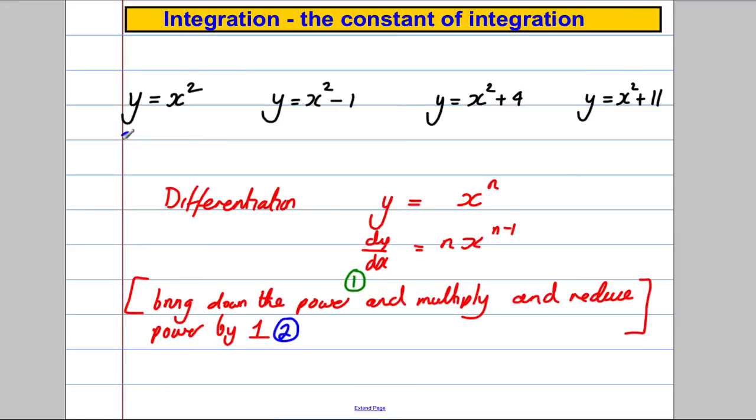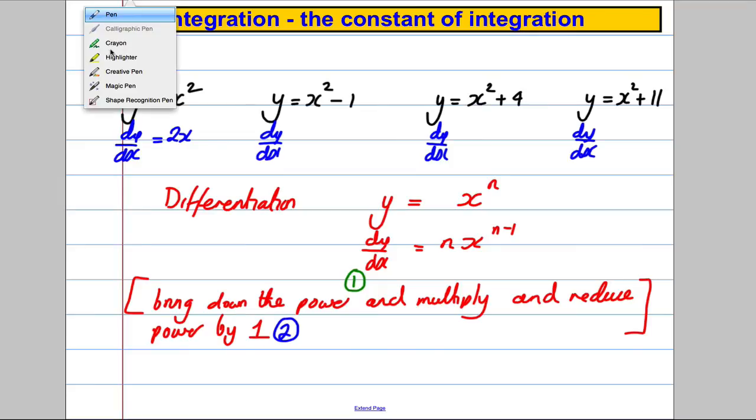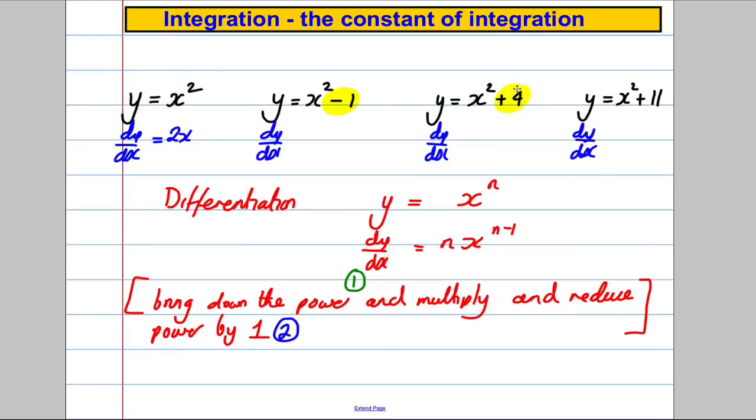So let's do that in each of these cases. Dy by dx would actually turn out to be 2x here. What would it turn out to be in this case? Well, because we should remember that any number differentiates to 0, when I differentiate x squared take away 1, I'm going to get 2x add 0, which is just 2x. So this also is going to differentiate to 2x, and this also, and this also.